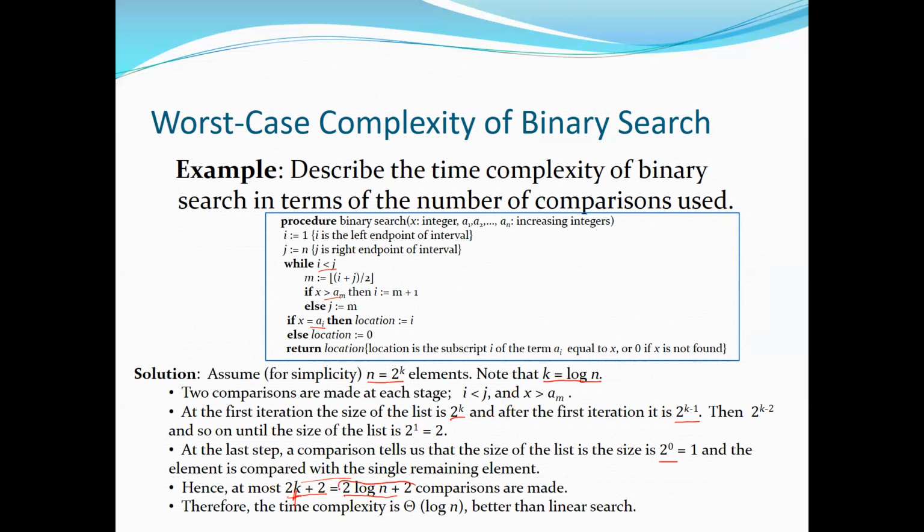And if this is true, the value of k is log n, so 2k plus 2 becomes 2 log n plus 2. We can see that this is theta of log n, since there is only one variable n, with the log of n, and we take that log of n, right? So the worst case time complexity of this search is log n, right?